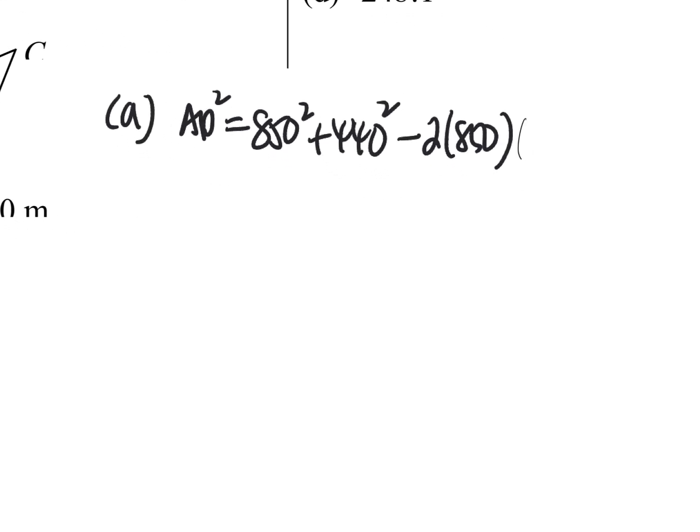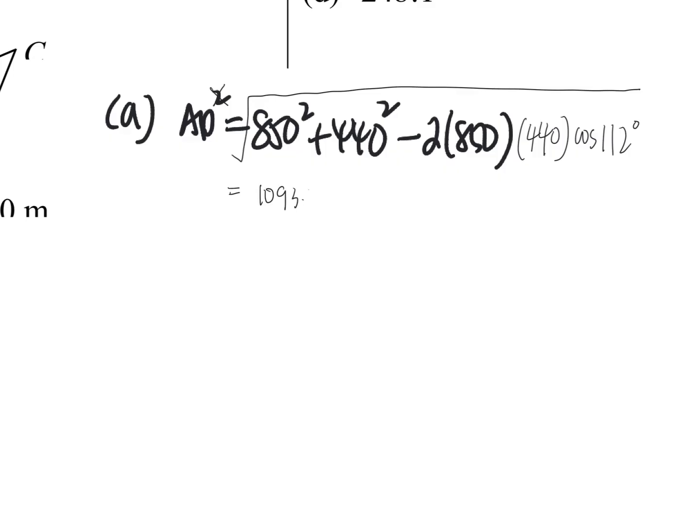Okay, then 440, then followed by cosine of the angle between them, which is 112 degree. So if you don't want to copy this thing again, you just drop the square and do a square root. So it will give you a point what? 75762. Okay, so 3 significant figure, underline the first 3 numbers, look at the one to the right. Since it's less, so it's 1090 meters, 3SF. Okay, so this is the cosine rule.